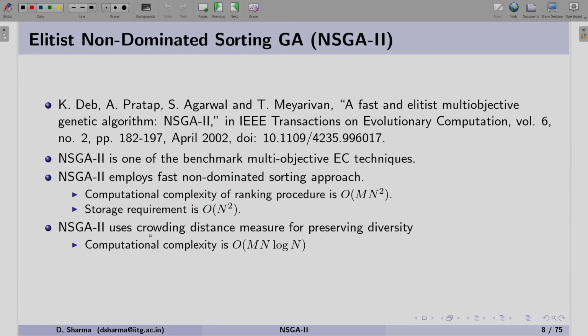NSGA2 uses crowding distance measure for preserving the diversity. This operator has the computational complexity of order of MN log N. Here again, M is the number of objectives, N is the population size. Another good feature of this algorithm is the crowded tournament selection operator. The tournament selection operator we know. This particular operator was modified a little so that it will work for multi-objective optimization.